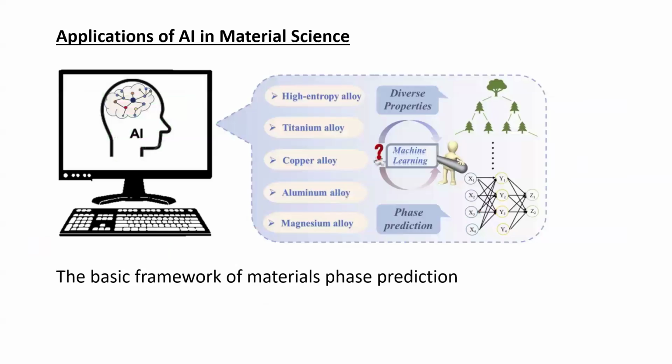So this is one more example where in case of materials, we can use different types of materials. I have listed a few materials here: high entropy alloys, titanium alloys, copper alloys, aluminum alloys, and magnesium alloys. Mostly these materials we are going to use in biomedical implants. You might have heard about biomedical implants. So nowadays the research is going on biomedical implants integrated with sensors.